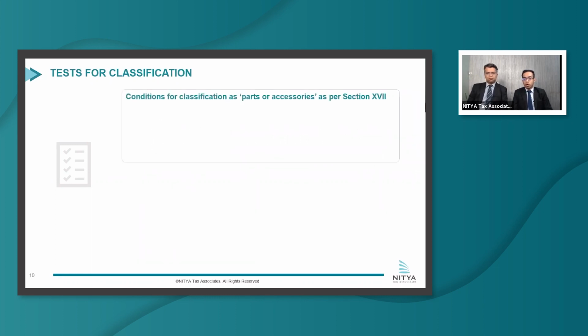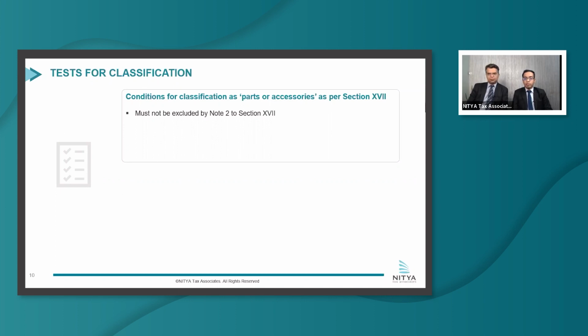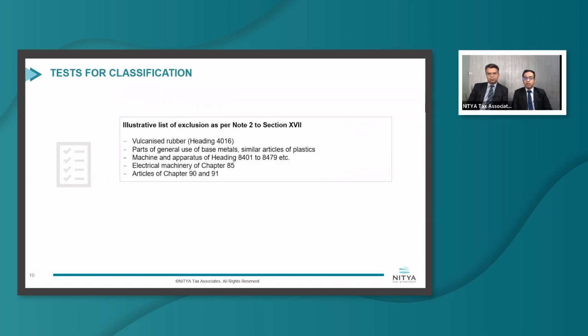Moving on to the automobile industry specifically, Section 17 deals with vehicles which are used for transportation. It lays down certain tests which need to be satisfied for parts to be classified under this section. There are three tests. First, it must not be excluded by Note 2 of Section 17. An illustrative list: certain parts, for example vulcanized rubber, which are classified under heading 4016, will not be treated as parts and accessories under Section 17. Secondly, parts of general use, which are notified as such under Section 15, shall be excluded from Section 17 and remain classified under Section 15 only.